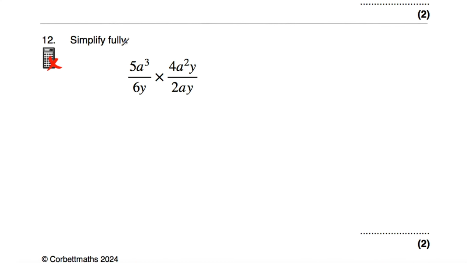So question number 12, we've been asked to simplify fully 5a cubed over 6y multiplied by 4a squared y over 2ay. Now again, in this question, we could multiply and then cancel down, or we could cancel down and then multiply. I'm actually just gonna multiply and then cancel down, so let's do that. 5 times 4 would be equal to 20. A cubed times a squared would be a to the power of 5, and then we've still got our y. So just multiply the two numerators together, and I've got 20a to the power of 5y.